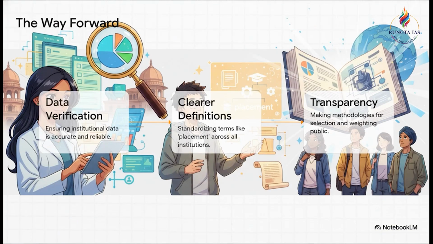So, what's the way forward here? The source suggests a three-step approach, which, by the way, makes for a great conclusion to your answer. First, we need much stronger verification of the data that colleges submit. Second, we need crystal clear definitions. For example, what actually counts as a placement? Does an internship count? And third, we need much more transparency in the ranking methodology itself. These are concrete, practical solutions.